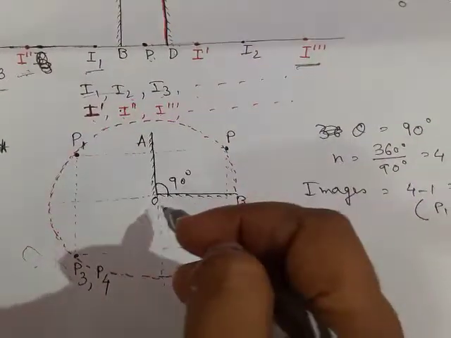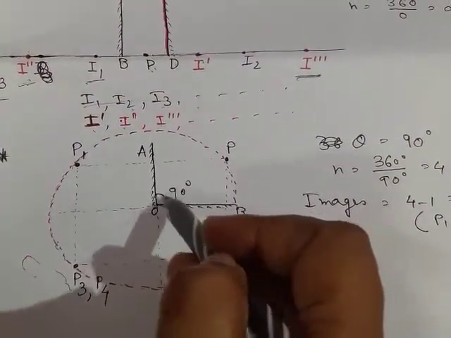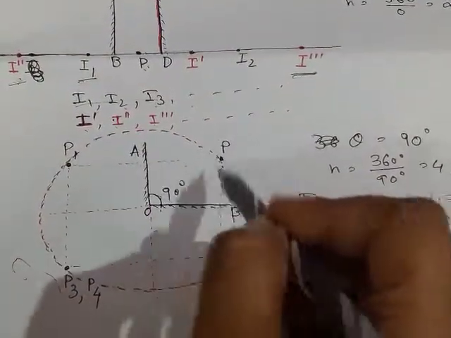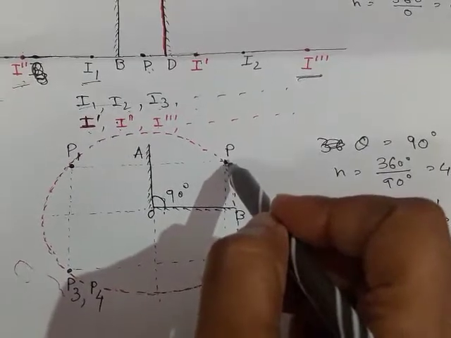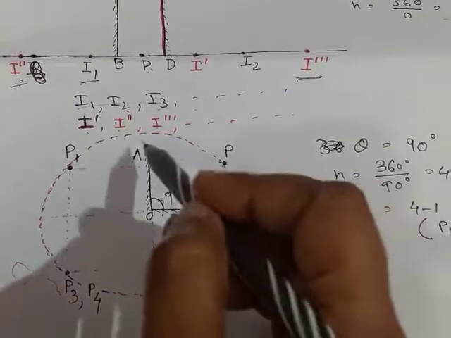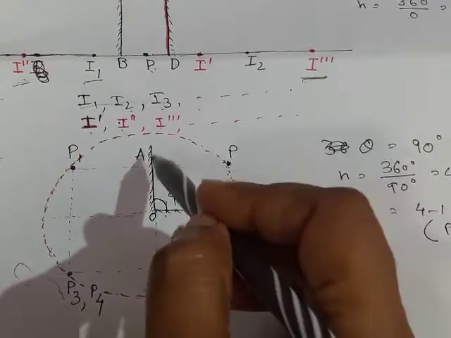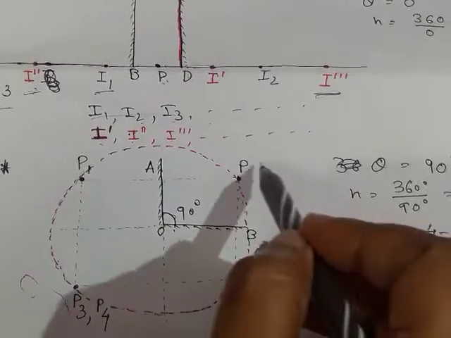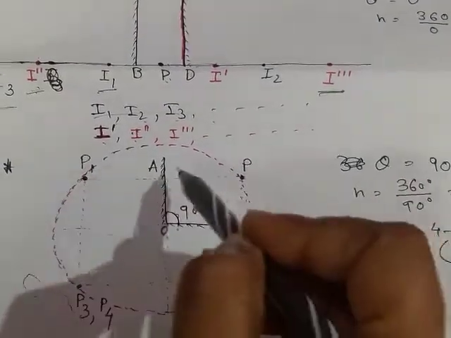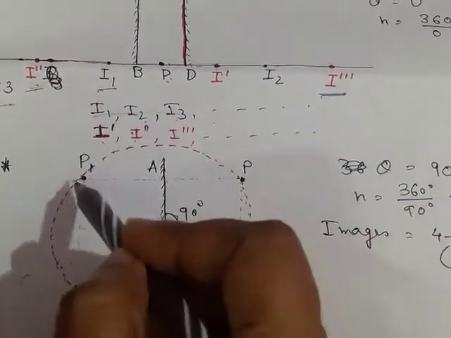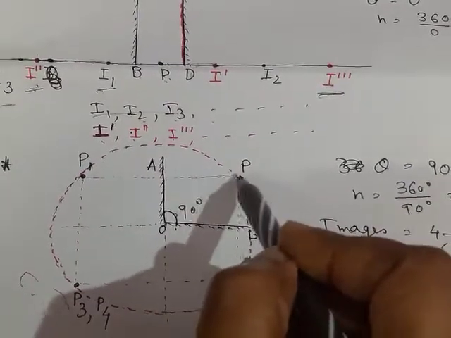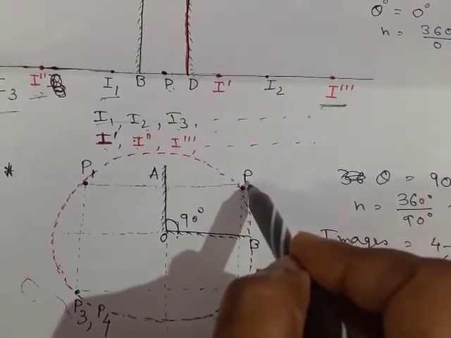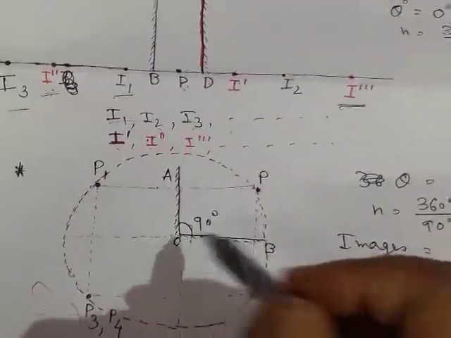Now, if the two mirrors are perpendicular to each other, that is making a 90-degree angle, and if P is the object placed in between the two mirrors, then there will be reflection from the mirror AO, and after reflection from mirror AO, an image of P is formed behind the mirror AO at the same distance, that is this distance will be equal to that distance. P1 is the image of P after reflection from AO.